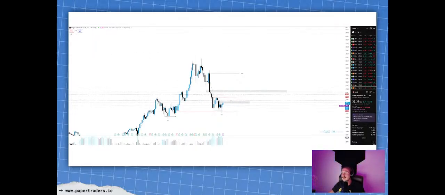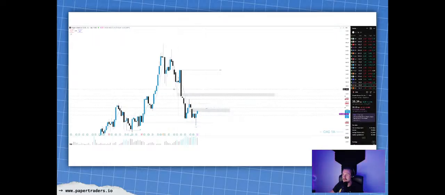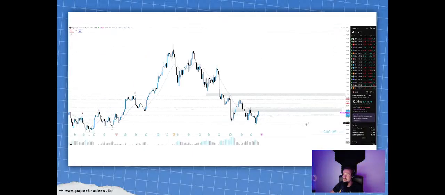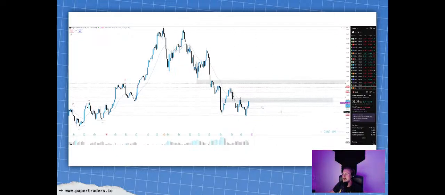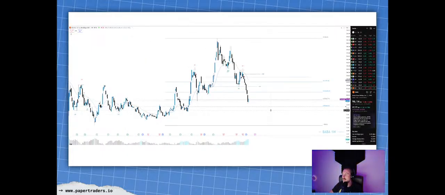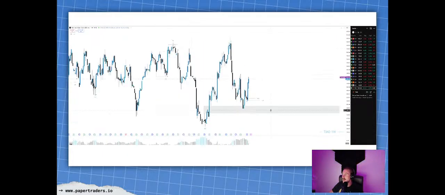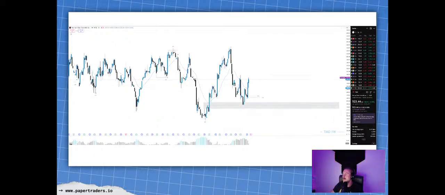Let's see if they can close above this monthly fair value gap, and that would be just what we need for that continuation back into the upside. Like the weekly structure here, we just need to form a higher high before a lower high forms, and that will be what we are looking for here. HIM's looking good. TMO weekly as well.